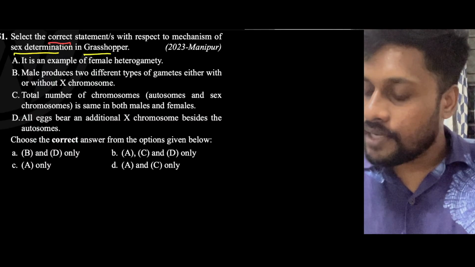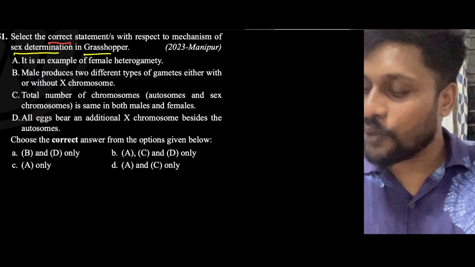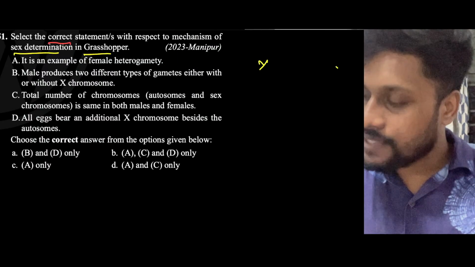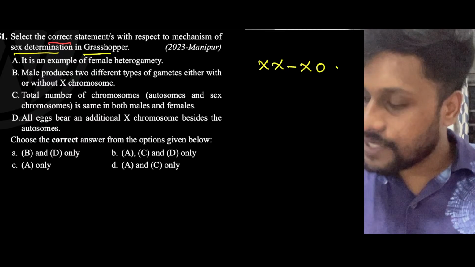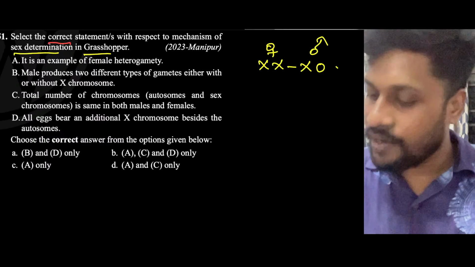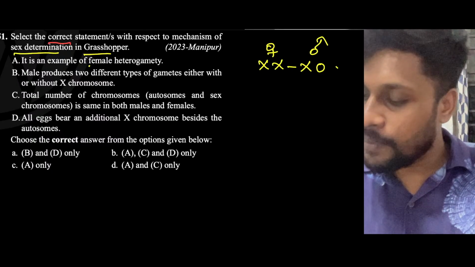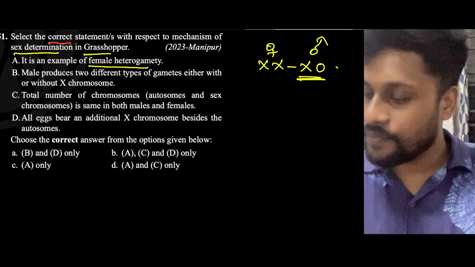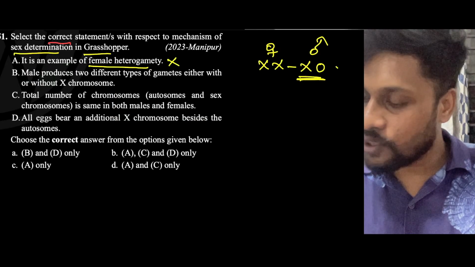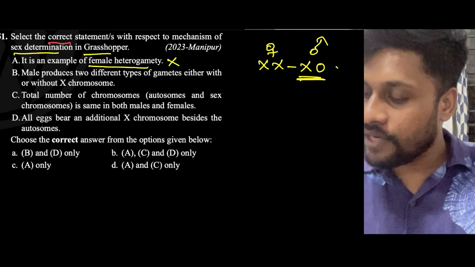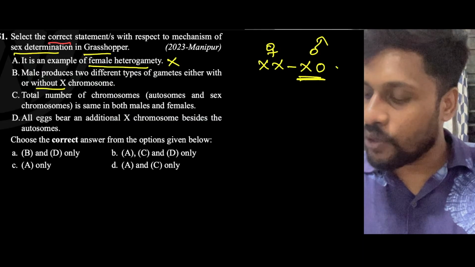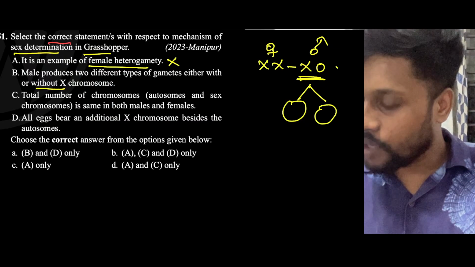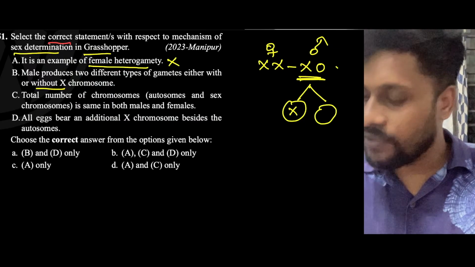Here you can see a sex determination. It is an example of female heterogamety. In case of grasshopper, their sex determination will be XX-XO type. XX will be female, XO will be male. So it is an example for female heterogamety? No, this is an example for what? Male heterogamety. Male is heterogametic here. So hence it is wrong. Male produces two different types of gametes either with or without X chromosome, which is true. Male can produce two types, one gamete with X, another gamete without X.